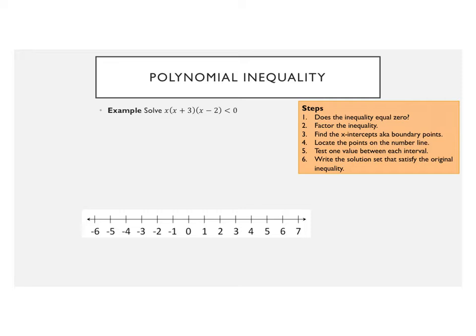So in our first example, we're going to solve x times x plus 3 times x minus 2 is less than 0. So we have a sequence of steps that we will follow. The first one being, does our inequality equal 0? Hopefully you say, yes, it is equal to 0. Next thing we're going to do is factor the inequality. Notice our inequality is already in factored form, so we're ready to move on to the next step. We're going to find the x-intercepts, also known as the boundary points.